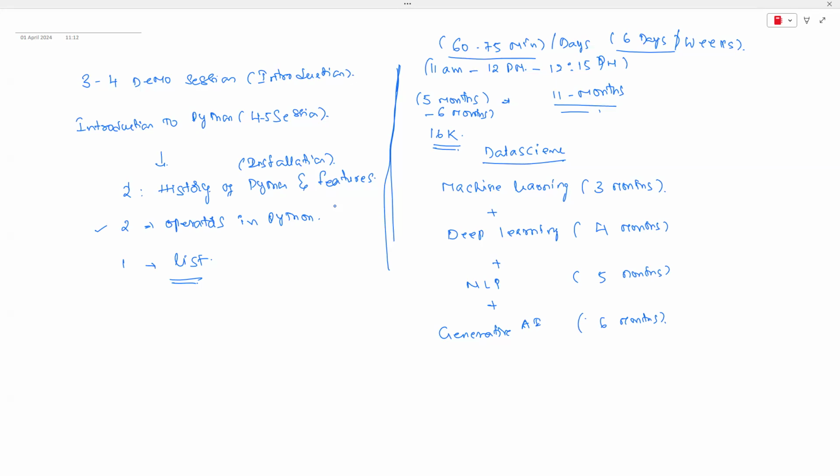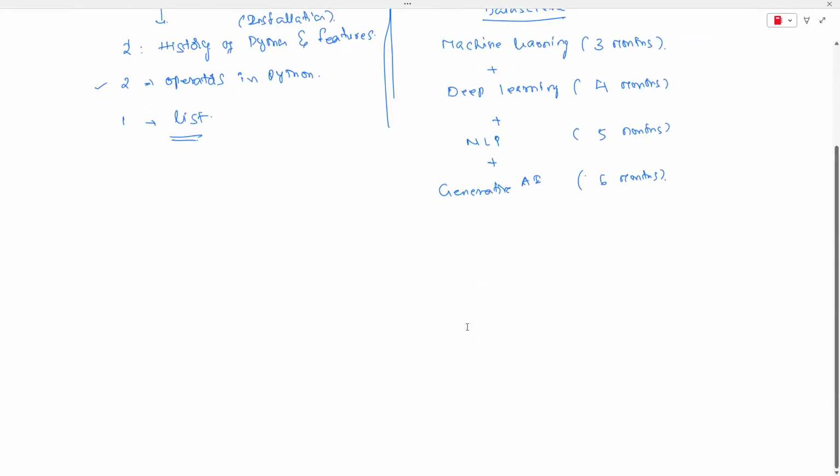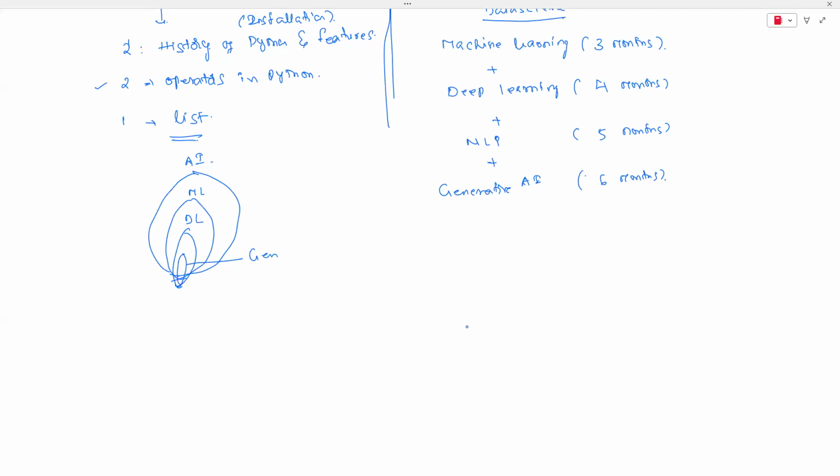Why? Because initially, in 2017, data science meant machine learning. After that, deep learning. After that, NLP. After that, generative AI. Even nowadays, if you see the AI concepts, inside the AI we have a subset called ML. Inside the ML we have DL. And inside the DL, now we have what we call generative AI, guys.